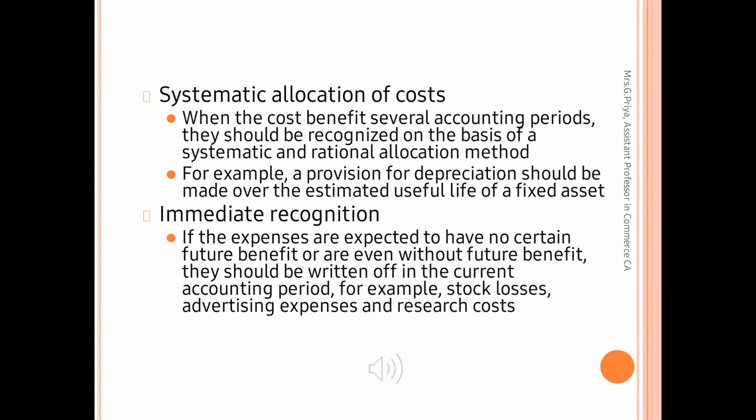And the second one is systematic association of cost. When the cost benefits several accounting periods, it should be recognized on the basis of a systematic and rational allocation method. For example, a provision for depreciation should be made over the estimated useful life of a fixed asset.